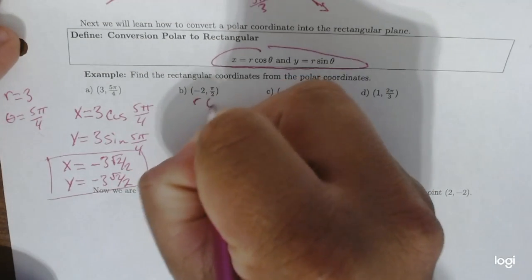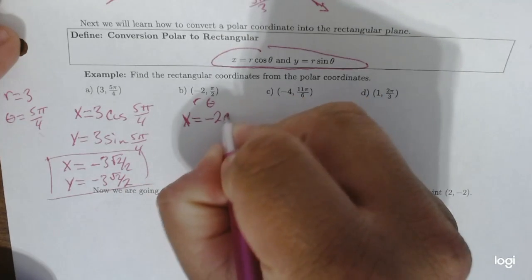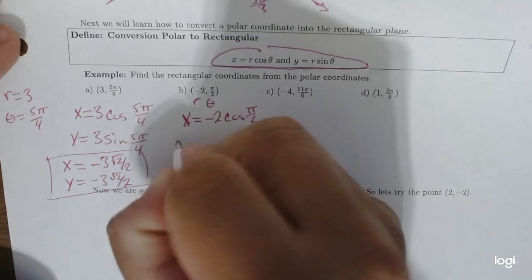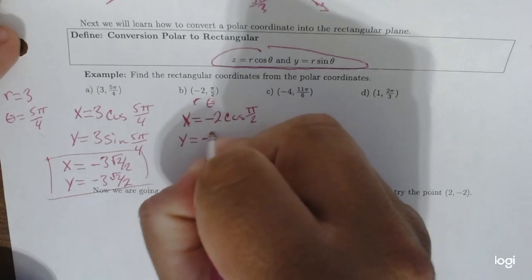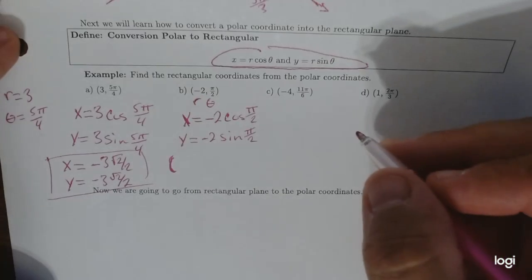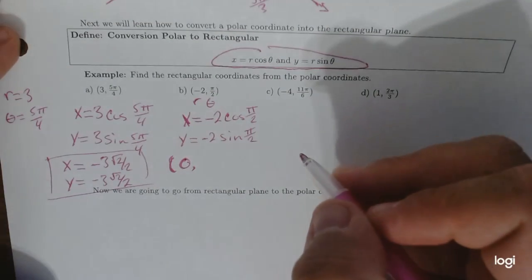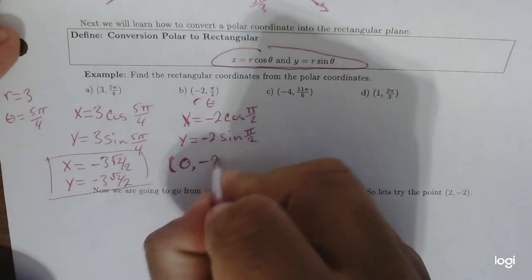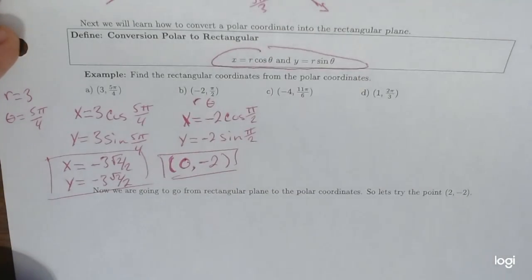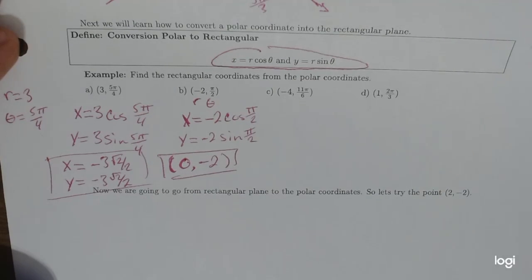So this is r, this is theta. So x is going to equal negative 2 cosine of pi over 2. And y is going to equal negative 2 sine of pi over 2. All right, so cosine of pi over 2 is 0. So 0 times anything is still 0. Sine of pi over 2 is 1. So 1 times negative 2 is negative 2. So that is our point in the xy plane. Right, so it kind of makes sense, right? It's a 90-degree angle because it's pi over 2. And we get the radius of negative 2. So that's pretty interesting, right?